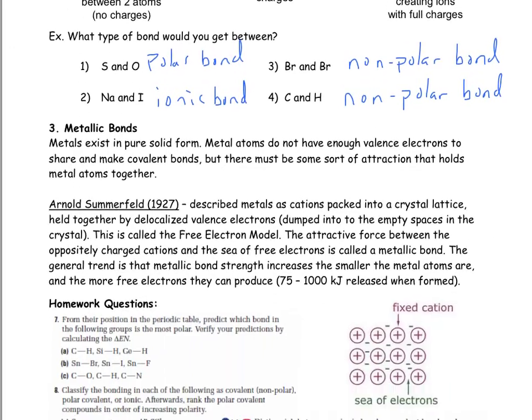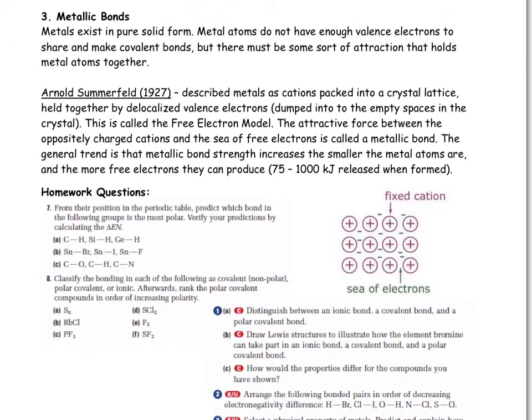The last type of bond is known as a metallic bond. It's a very mysterious form of attraction. Metals exist in pure solid form at room temperature, but metal atoms don't have enough valence electrons to share and make covalent bonds, and they also don't transfer electrons to other metal atoms. But there has to be some sort of attraction that holds metal atoms together, or they wouldn't be solids.